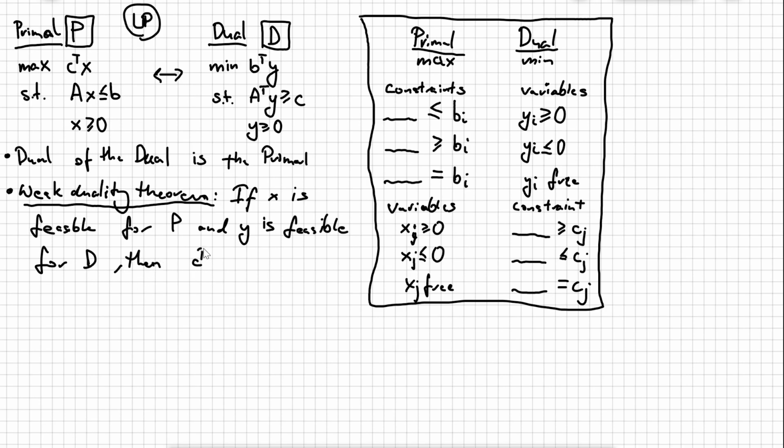we have c transpose x, the objective value of the primal problem, is always less than or equal to b transpose y. What's interesting is that this is actually easy to see. Since optimal values, we said before, have to coincide, any feasible solution in the maximization problem will have the optimal value or less.